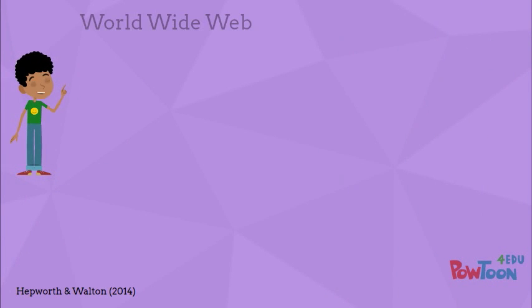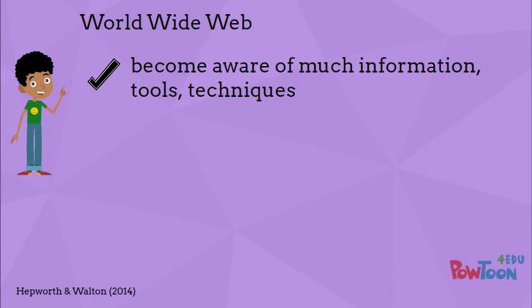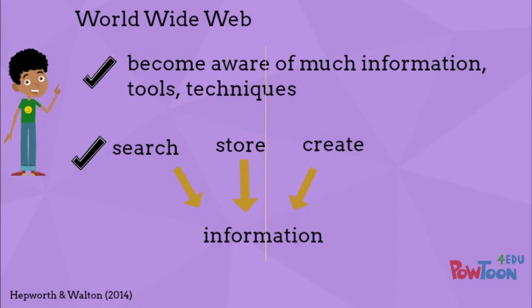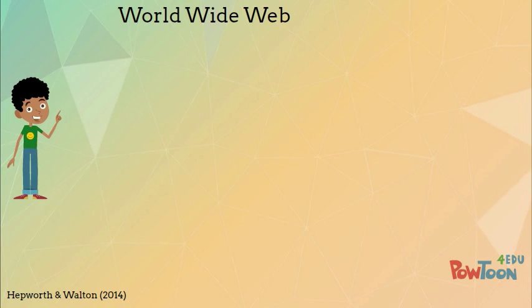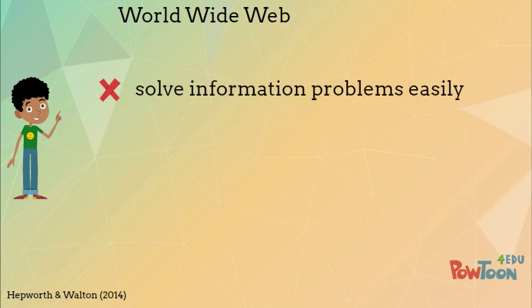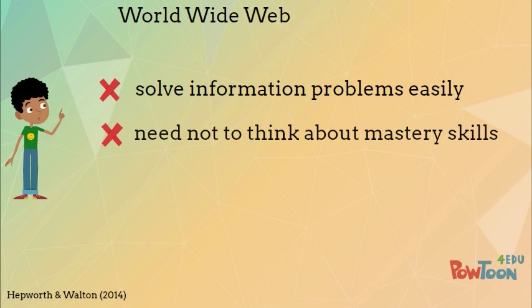However, the development of the World Wide Web looks like a double-edged sword concerning information use. On the one hand, it has increased the awareness of information overload, tools, and techniques to create, store and find information. On the other hand, it can make people believe that information problems can be solved easily and they don't need to think about skills and knowledge of being informed.